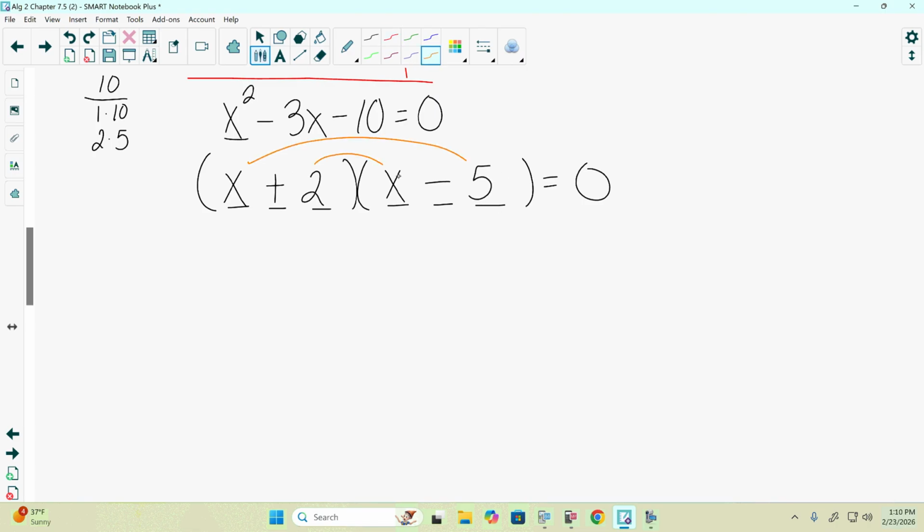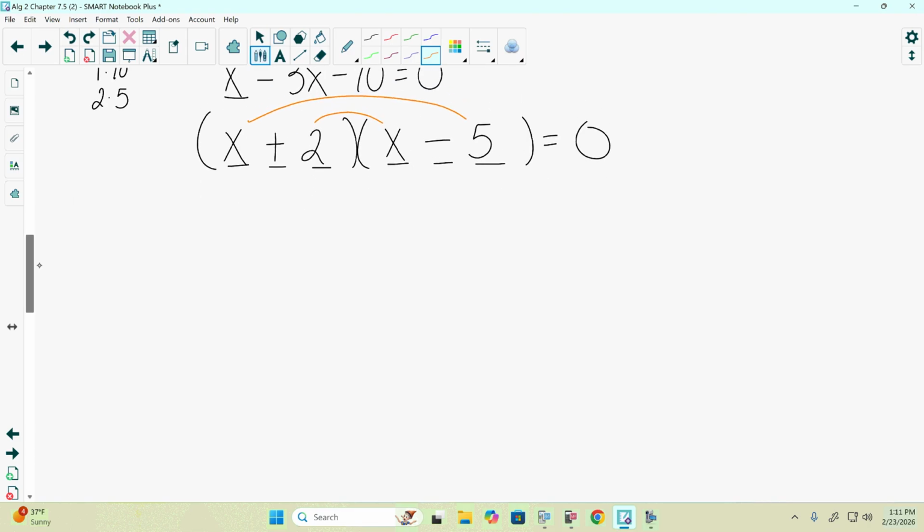And if we check this here, x times negative 5 would be negative 5x. 2 times x is going to be plus 2x. And negative 5x plus 2x would give us a middle term of negative 3x, which is the middle term we wanted. So these are indeed the correct factors. And it helps us because it tells us that these two expressions, x plus 2 and x minus 5, when multiplied together equal 0. And because of the zero product property, when we multiply two or more things together and get 0, one of them has to be 0.